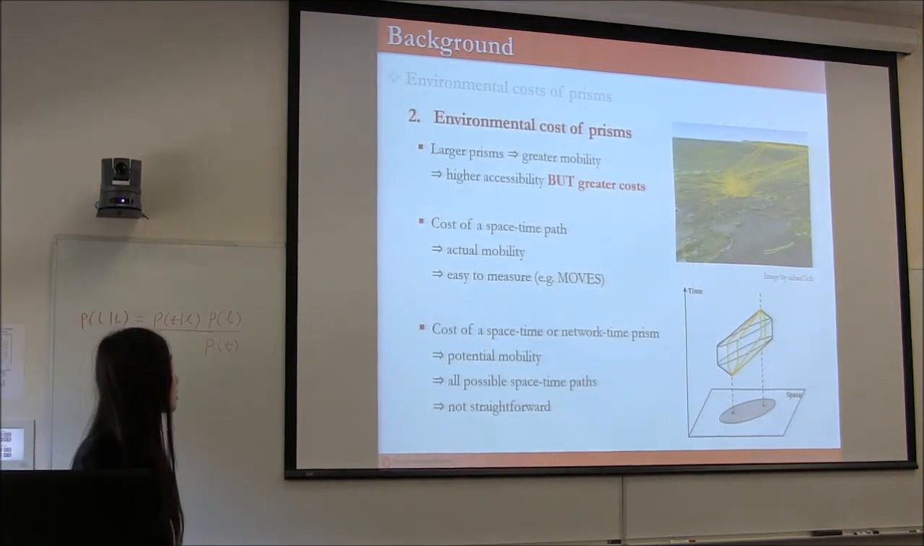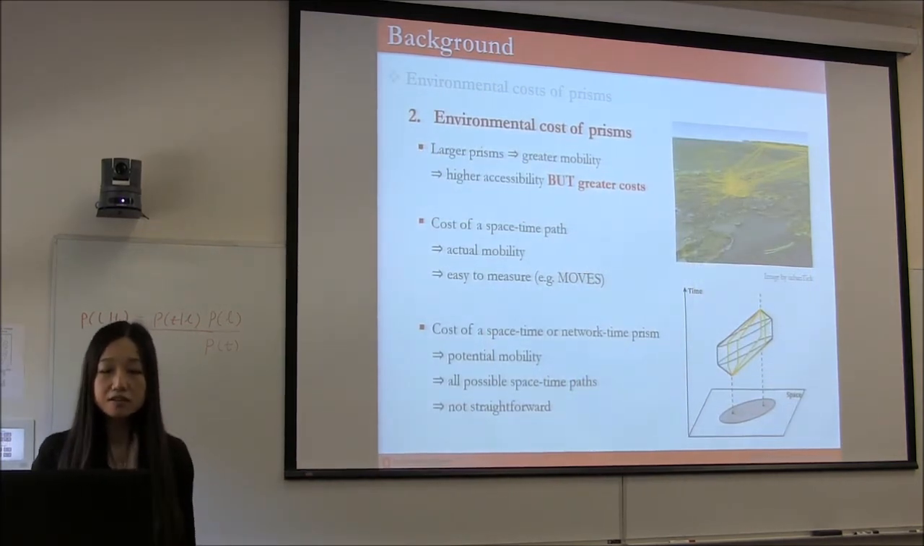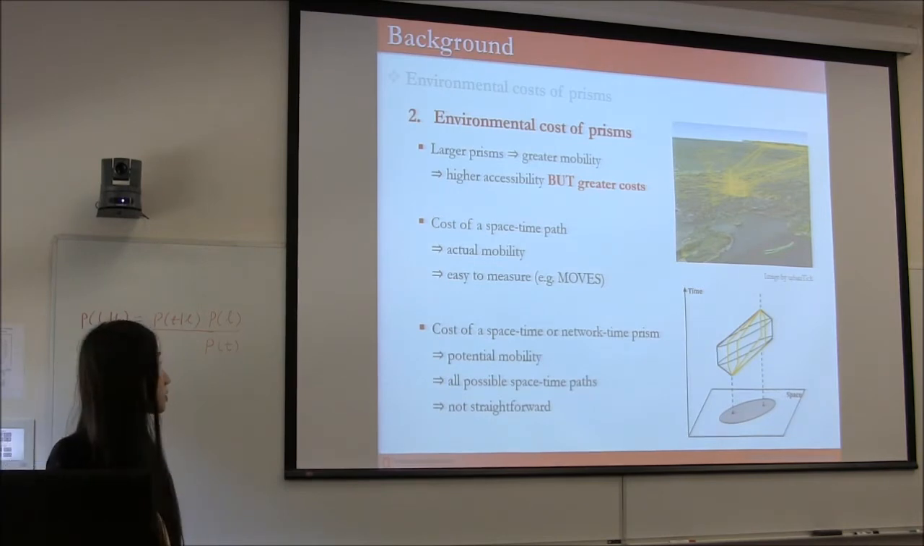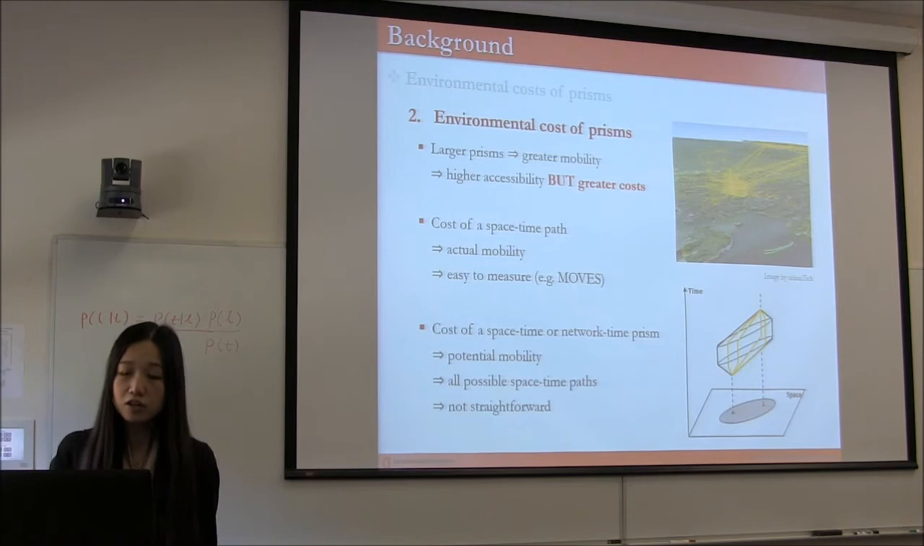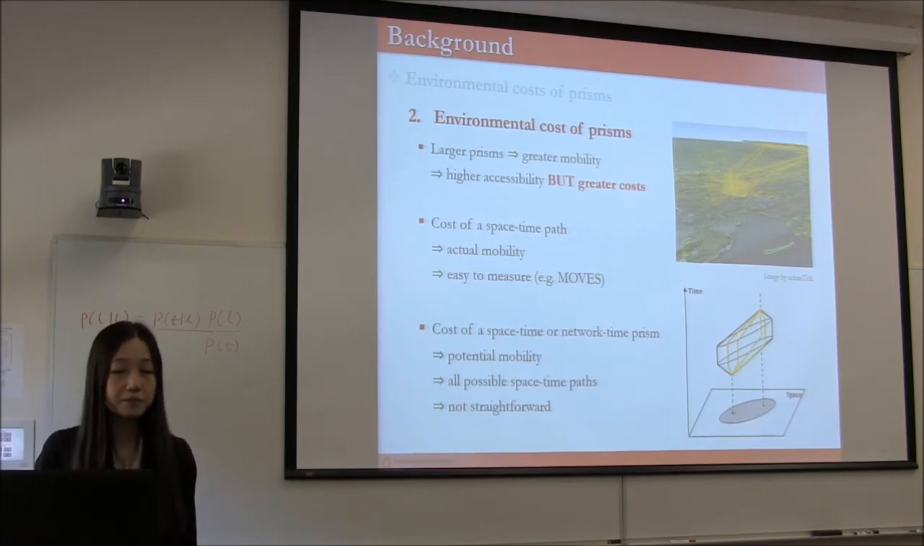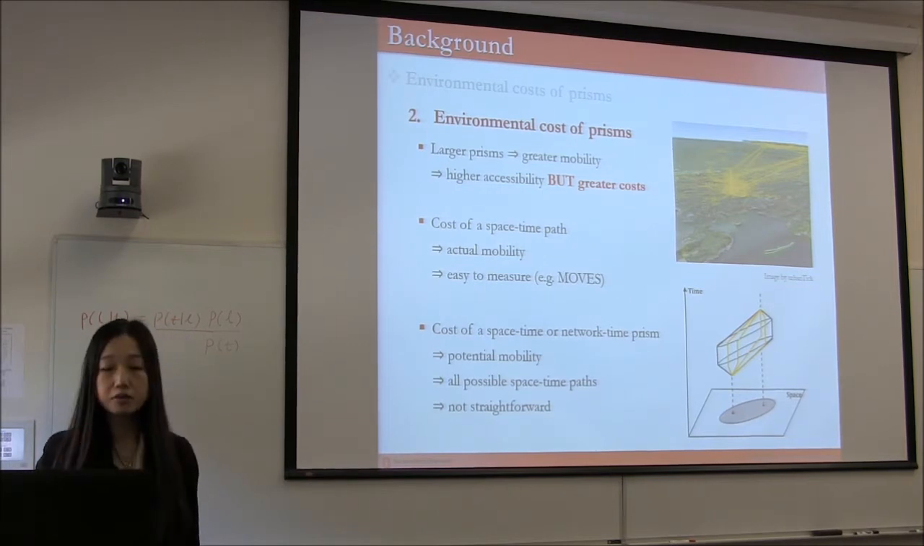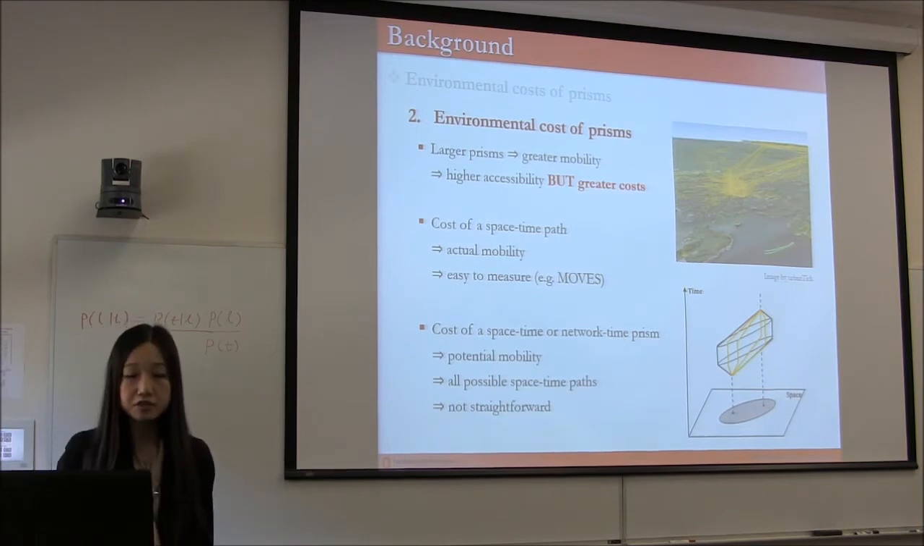So, what is the environmental cost of the prism? Why do we do that? It's because usually the prism with larger volume will be considered better because it can provide greater accessibility. However, it will also imply greater cost, like the oil consumption and the emission.